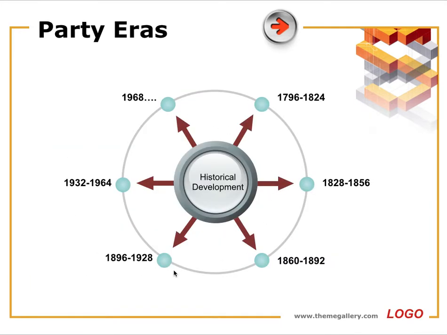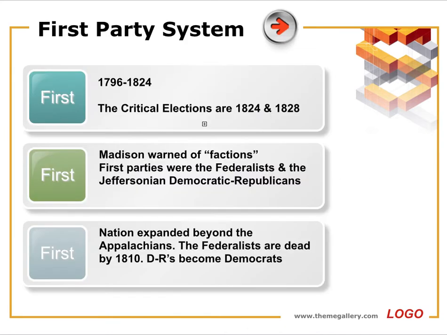And now here we see the critical elections, and they're divided by 6. 1796 to 1824 is Party Era 1. Party Era 2 is here. Party Era 3 is here. Party Era 4 is here. Party Era 5 is here. And Party Era 6 is here. So let's look at what they are.